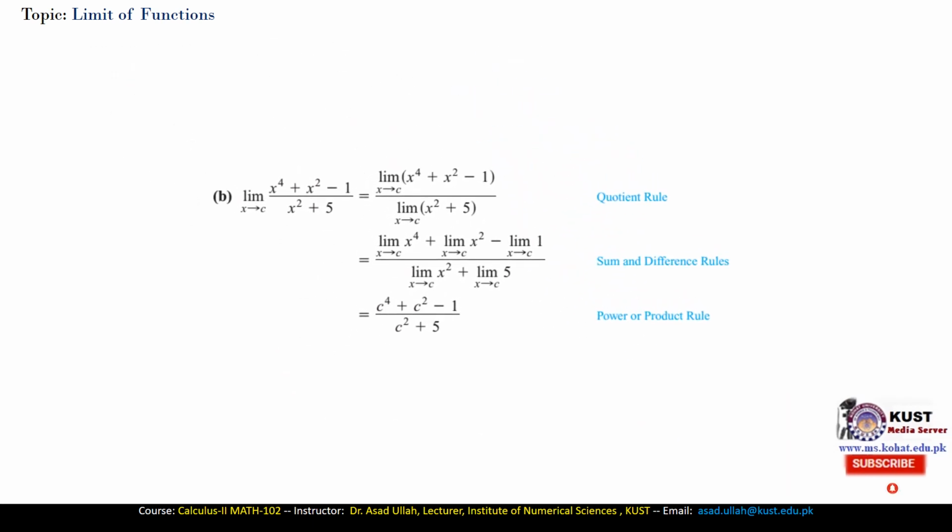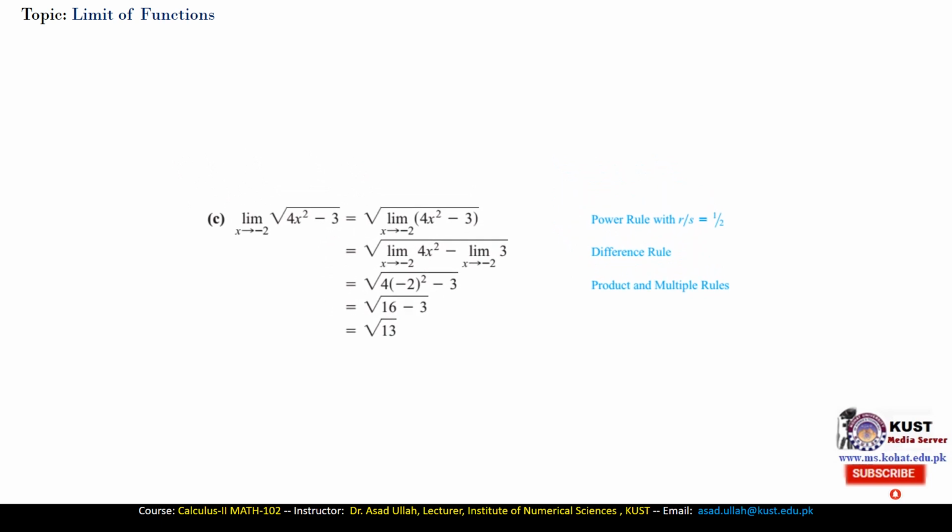In part B, we are given a rational function, that is x to the power 4 plus x square minus 1 divided by x square plus 5. Now using the quotient rule, applying the limit on x to the power 4 plus x square minus 1, which is in the numerator, and similarly applying the limit on the denominator, that is x square plus 5. Now applying the sum and difference rule, so applying the limit on each function separately, we get this form. Now directly applying the limit, we get c to the power 4 plus c square minus 1 divided by c square plus 5.